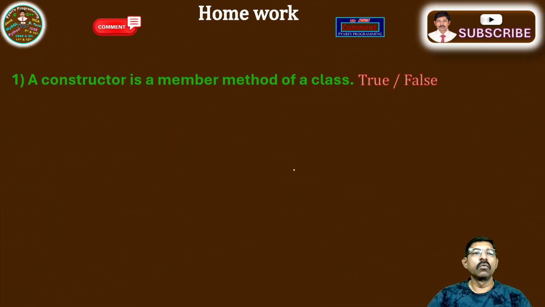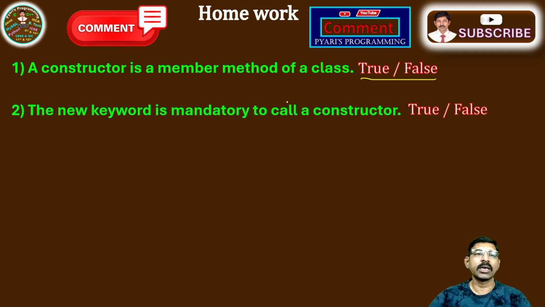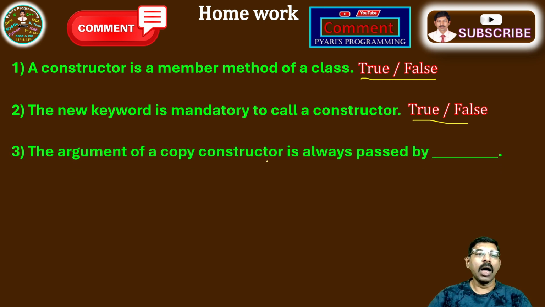It's time for the homework. A constructor is a member method of a class. You have to specify whether it is true or false. Next one. The new keyword is mandatory to call a constructor, whether true or false. The arguments of a copy constructor is always passed by dash.